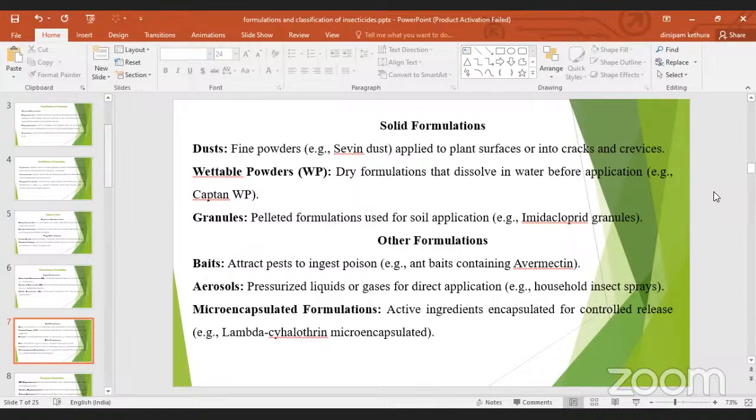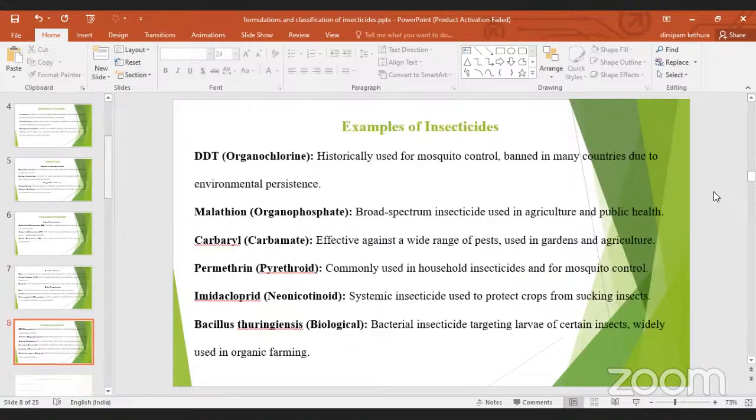Coming to the baits, which attract pests to ingest poison. And second one is aerosols, which are pressurized liquids or gases for direct application. And the third one is microencapsulated formulations, which are active ingredients encapsulated for controlled release. So all these are the formulations of the insecticides. Today we are talking about the introduction part. So make sure that you try to understand these things. We are going to talk about these things in depth in our future classes.